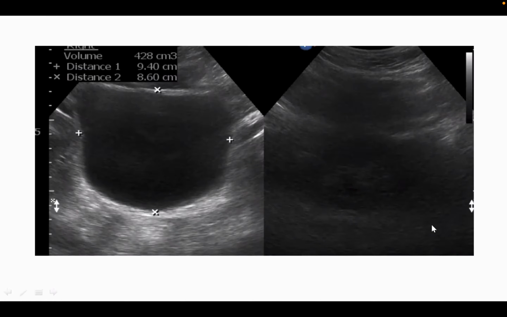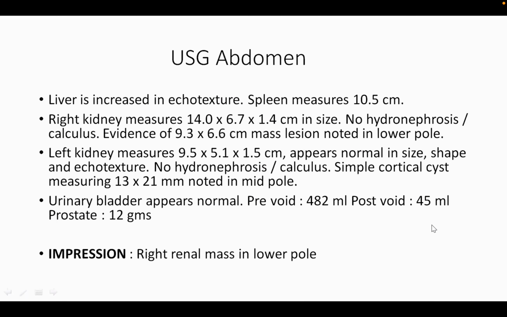The rest of the bladder. Okay, you want to see the report? You can see. Right kidney measures 14 by 6.7 by 1.4 cm. No hydronephrosis or calculus. There is a mass lesion of 9.3 by 6.6 centimeter size in the lower pole. Left kidney has normal findings with size of 9.5 by 5.1. There is a simple cortical cyst size 13 by 21 mm in the mid pole. And normal findings on urinary bladder.